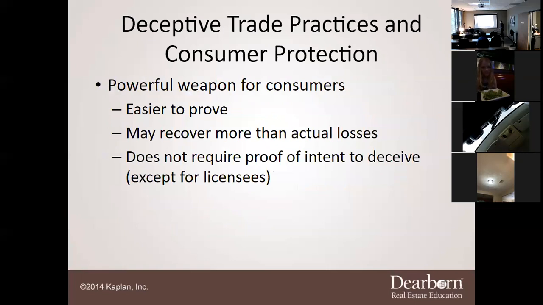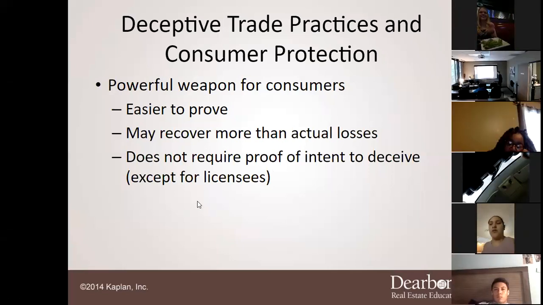So the DTPA, it's a powerful weapon for consumers. Y'all are probably going to get sick of me saying DTPA tonight, but that's what we're covering. It's a powerful weapon for consumers because it's easier to prove. Like I said, it's much easier to prove someone deceived you. And you may recover more than your actual losses because we told y'all before, you get to sue for 3x damages under the deceptive trade practices.